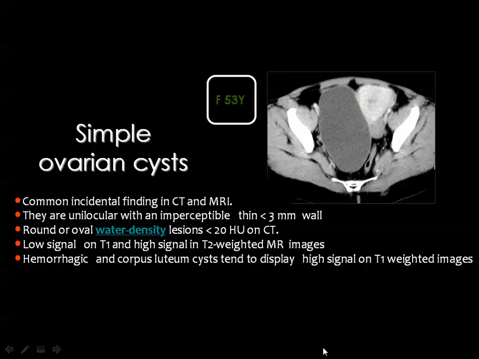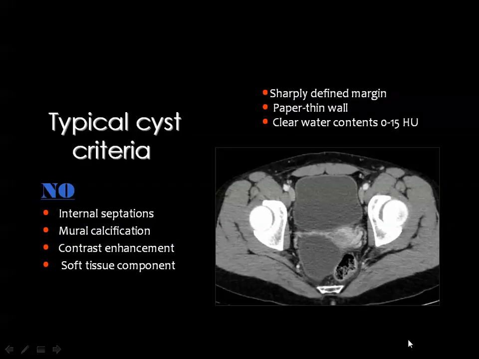And the cyst in the ovary may enlarge, may reach a large size like this, but it will maintain the typical criteria of a simple cyst anywhere in the body. And these are 3 positive findings and 4 negative findings. The simple cyst should have a sharply defined margin, paper thin wall, clear water content. And there is no internal septation, no mural calcification, no contrast enhancement, and no soft tissue component.